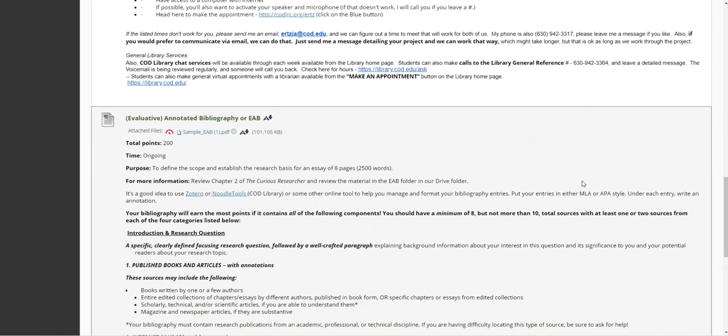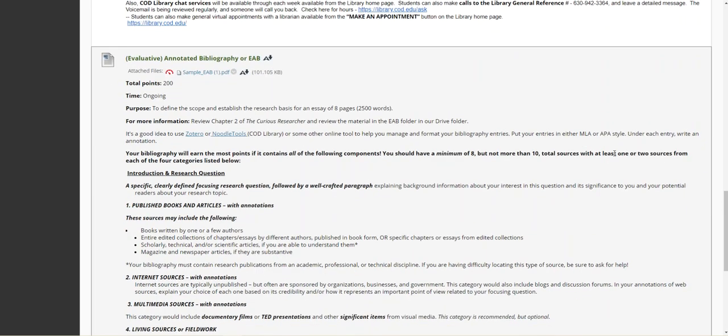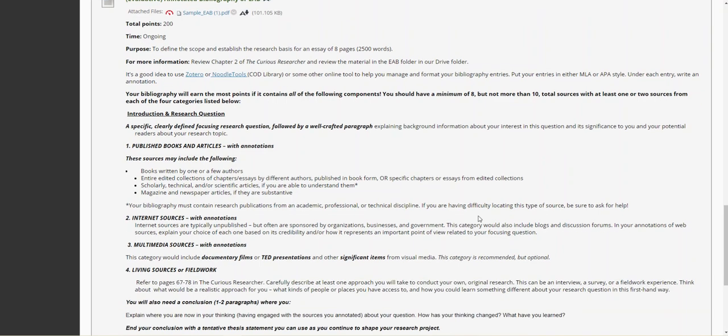Because what I have here, if you look at the assignment, the evaluative annotated bibliography, or what I call the EAB for short, is your annotated bibliography. So what an annotated bibliography is, that helps you find sources, works through sources, how to annotate, how to summarize and work through the sources. And like I said, it'll come. I'll have more in-depth information in this week's lecture video.